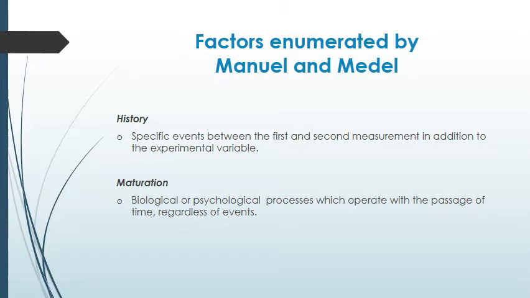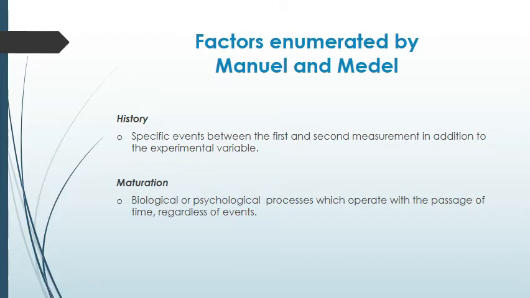There are extraneous factors enumerated by Manuel and Medel. The first factor is history. History is the specific events between the first and second measurement in addition to the experimental variable. Example, the dramatic landing on the moon could affect the measurement of a new physics course on the attitudes of the students. Fortunately, no dramatic historical event occurred during the experiment.